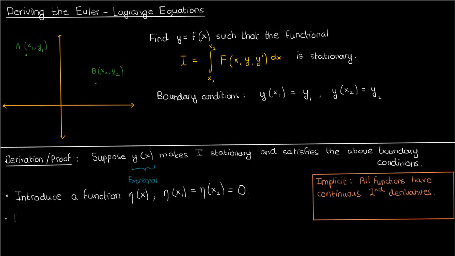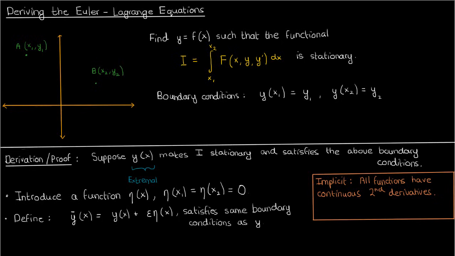Anyway, what we're going to do is define a new function y bar given by our extremal y plus some parameter epsilon times the arbitrary function eta. Essentially, y bar represents a variation in the extremal y. And because eta is an arbitrary function, you can conclude that by extension y bar can also represent any arbitrary function. The only restriction on y bar arises from the restrictions we put on y and eta earlier on, and you can easily verify that y bar satisfies the exact same boundary conditions as y.